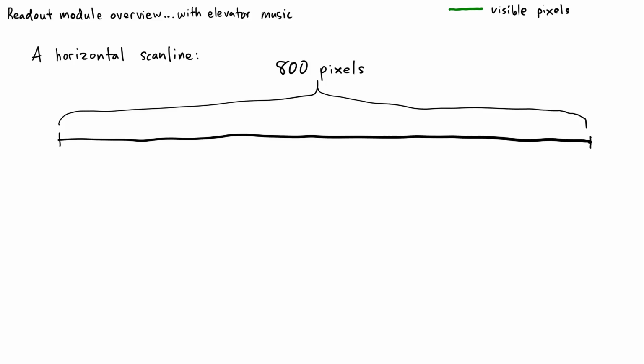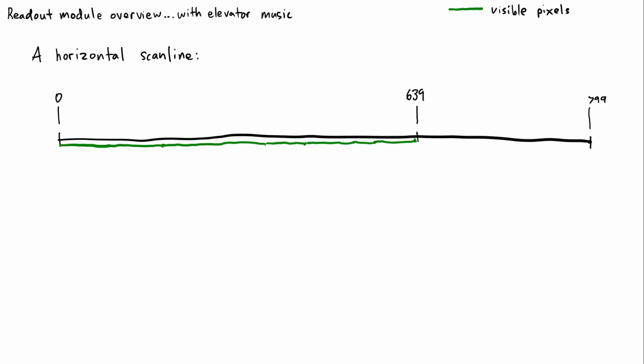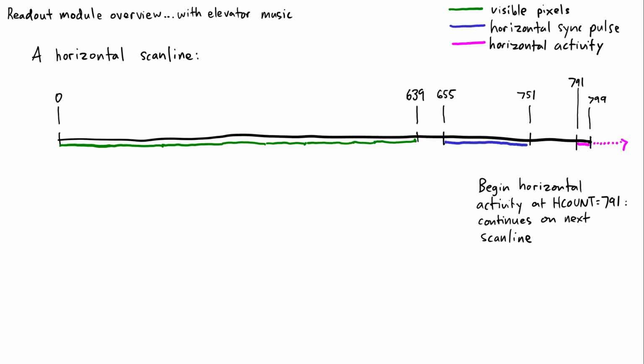As we mentioned, its purpose is to make sure that data values are fetched from video memory at the exact times that the pixel generator needs them. A horizontal scan line consists of 800 clock cycles. The visible part of a scan line occurs between clocks 0 and 639. The horizontal sync pulse begins at clock 655 and ends at clock 751. Horizontal activity, meaning fetching data bytes from video memory and rendering them as pixels, must start before the beginning of the scan line in order that a block of 8 pixels and color information can be sent to the pixel generator at exactly clock 0 of the pixel row being rendered.